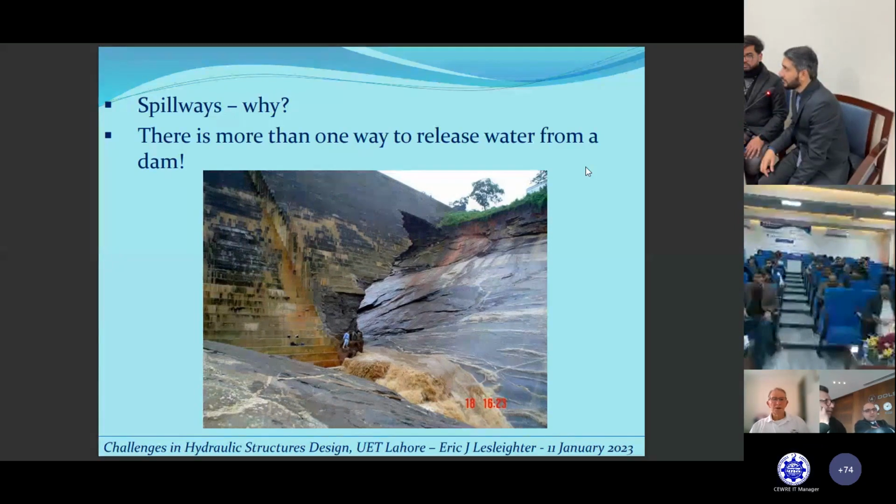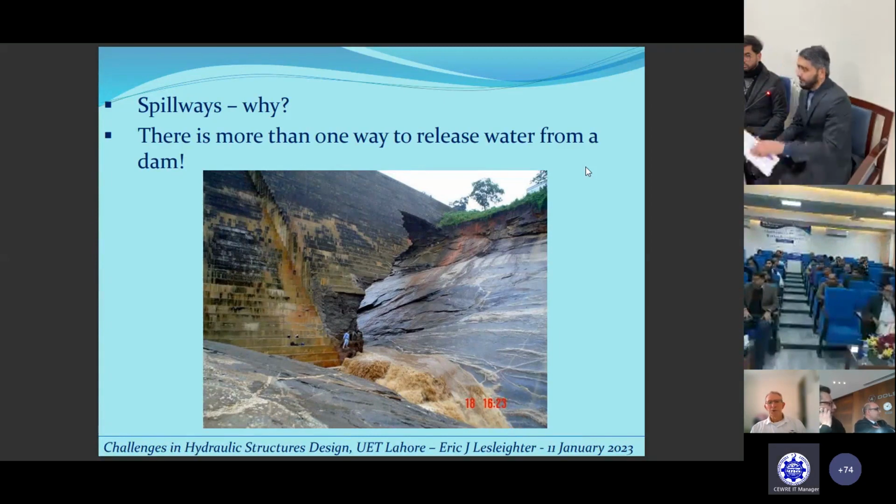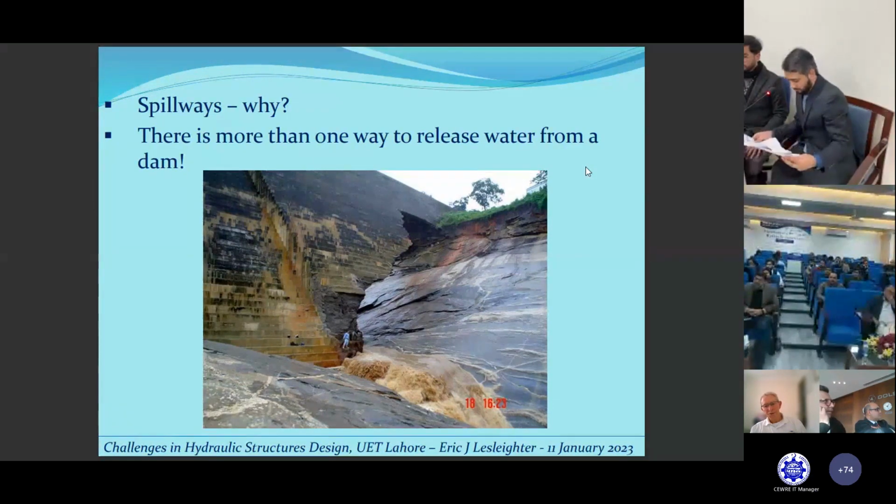Next slide. Next slide is spillways. There's more than one way to release water from a dam. So if you look at that dam, you can see there's a very large part of the dam that's been blasted out. That's really not a good spillway.